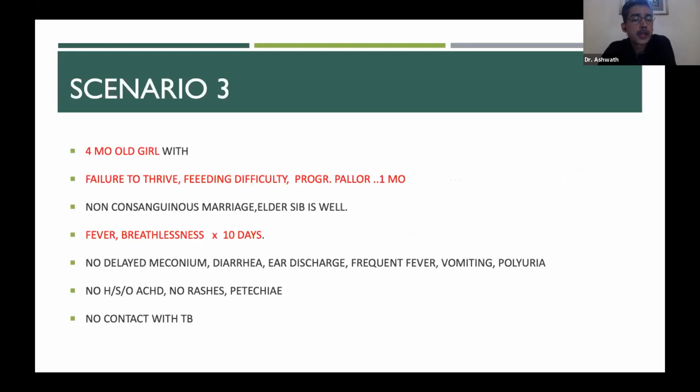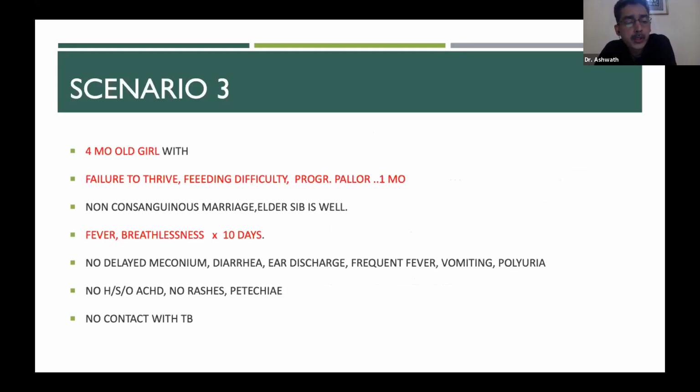Going on quickly to case scenario 3, we have a 4-month-old girl who was seen by us with history of failure to thrive, feeding difficulty, progressive pallor for a month. She had been born of a non-consanguineous marriage and the other elder sibling is doing well. Of late, she has also had fever and breathlessness.